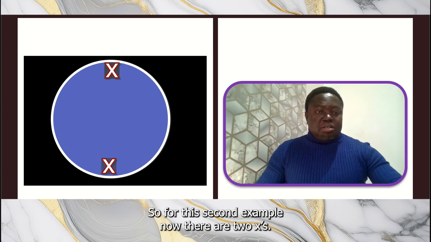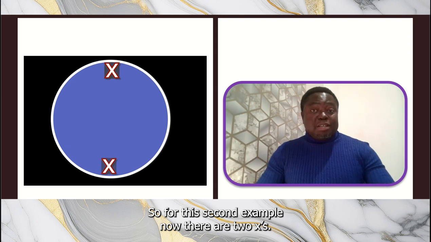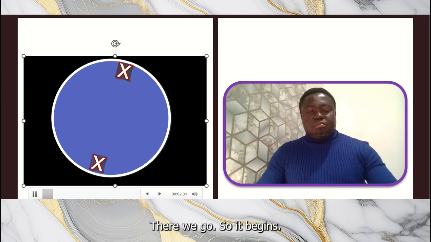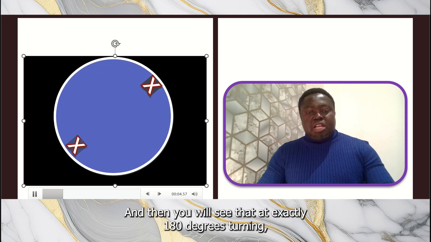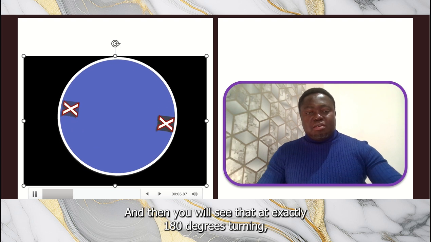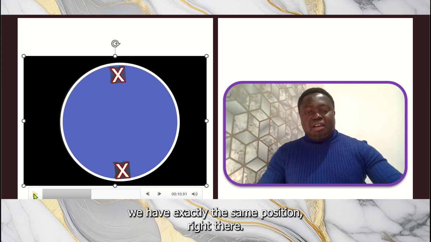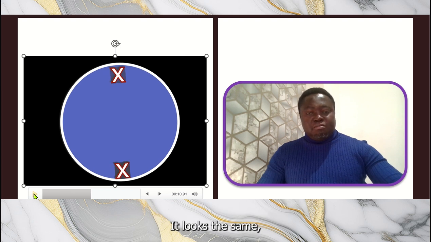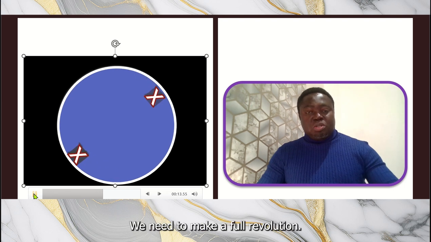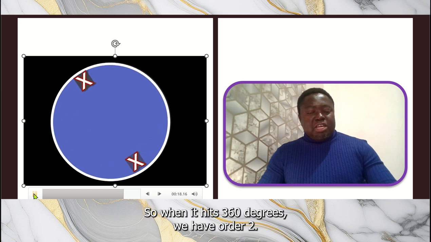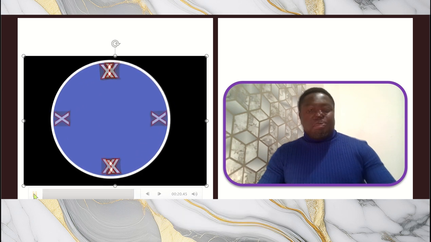So for this second example, now there are two X's. One is in the 12 o'clock position and the other one is in the 6 o'clock position. There we go. So it begins. And then you will see that at exactly 180 degrees turning, we have exactly the same position right there. It looks the same as when we started. That's just 180 degrees. We need to make a full revolution. So when it hits 360 degrees, we have order 2, okay?